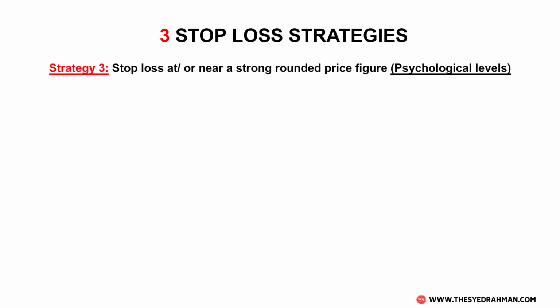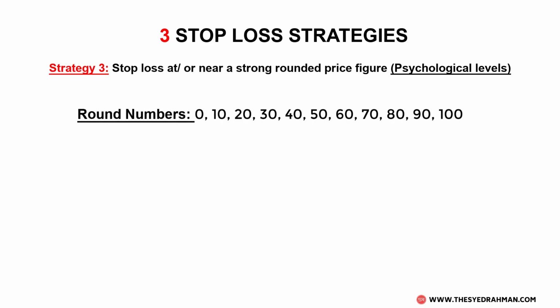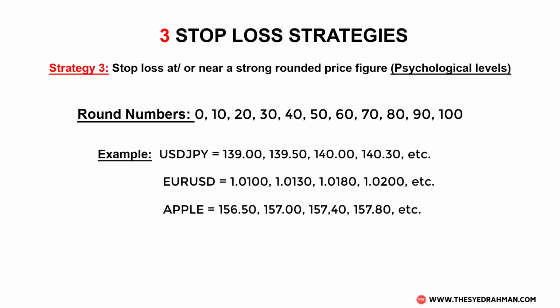This time, we will be looking to set the stop loss at the nearest psychological pricing levels, which are based on rounded figures. The rounded figures are whole numbers like 10, 30, 50, 60, 100, etc. These numbers play a very crucial role in trading, whether in Forex, stocks, commodities, or any other trading markets.